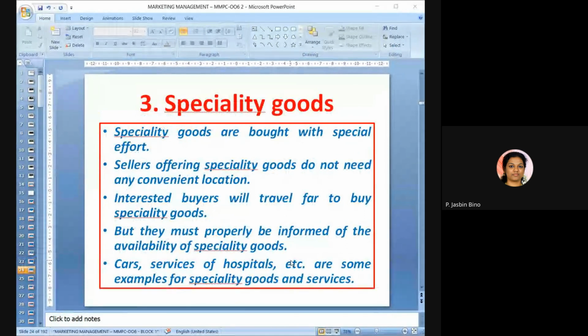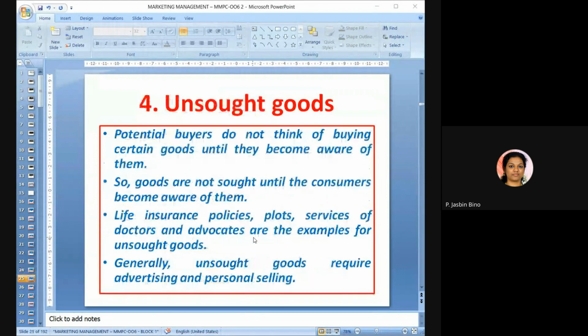Next one is the specialty goods. Specialty goods are bought normally with special effort. Sellers who are offering specialty goods do not need any convenient location. Interested buyers will just travel to that particular location and purchase that good, but they must be properly informed of the availability. Example: cars, services of hospitals. These are all examples of specialty goods and services.